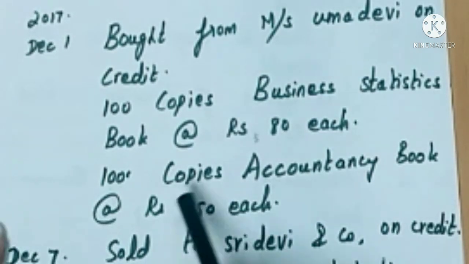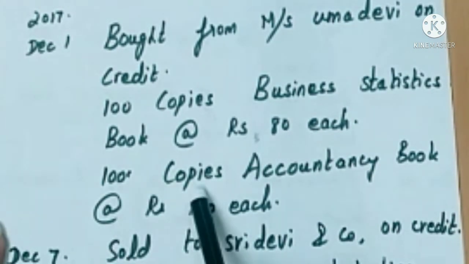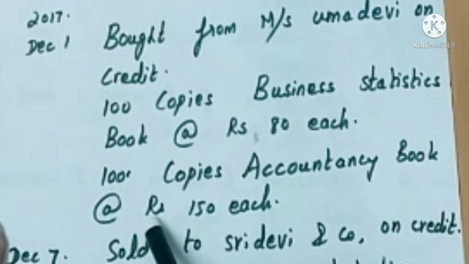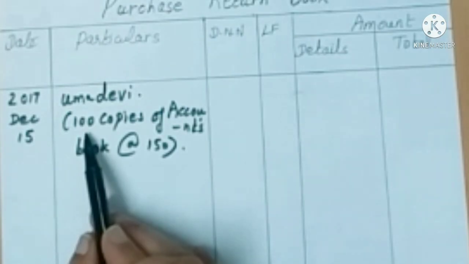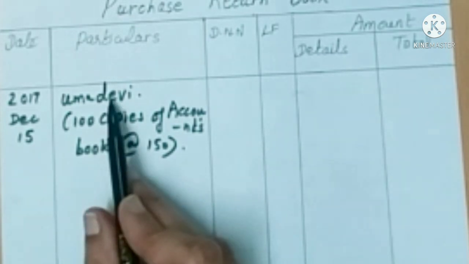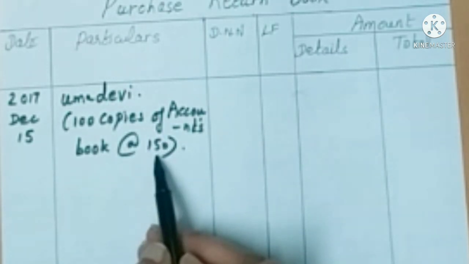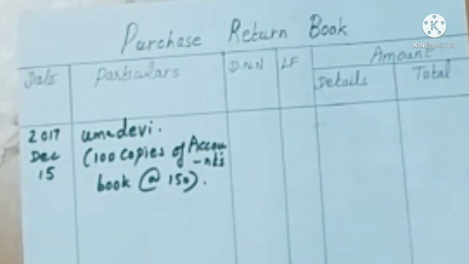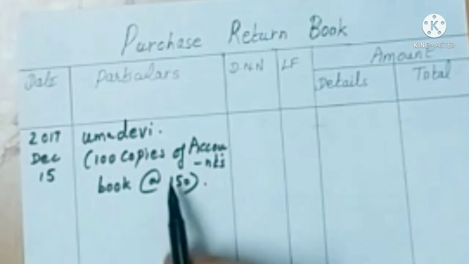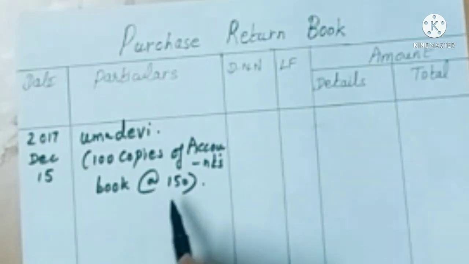Because we already know that 100 copies of accountancy book was purchased from Uma Devi for rupees 150. So while returning the goods to Uma Devi, we should take this 150 into account. That's why while returning these 100 copies to Uma Devi, each book costs rupees 150. 150 into 100 is 1,500.